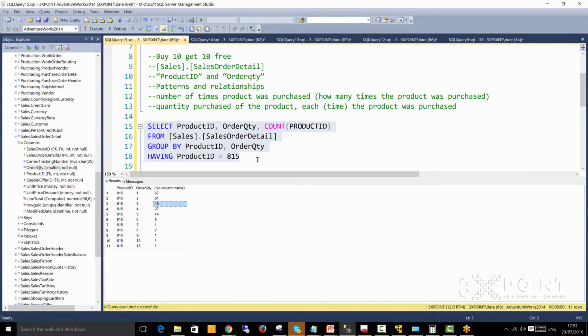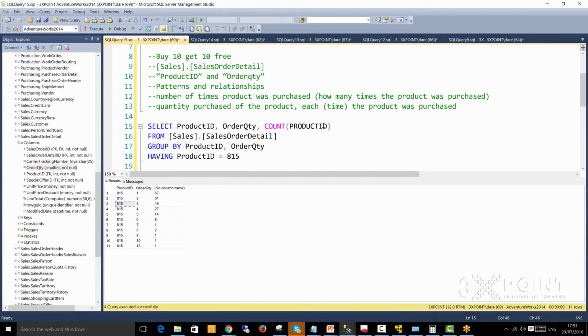So what this means again is, if we go back to that query I ran before, which was select count of product ID alone, if you had the time and you wanted to go into the table and find out how many times 815 was purchased with order quantity of 1, you would count 67 times of all the 121,317 rows that were returned. So this is what we're saying here.